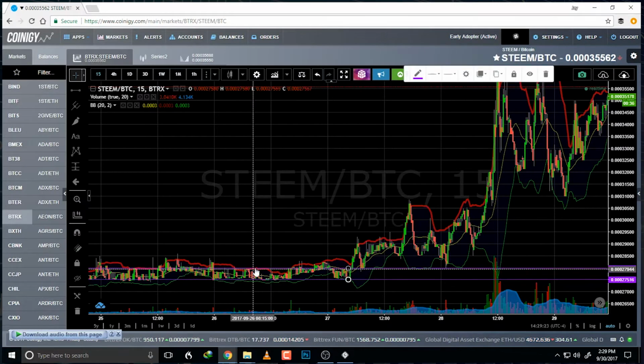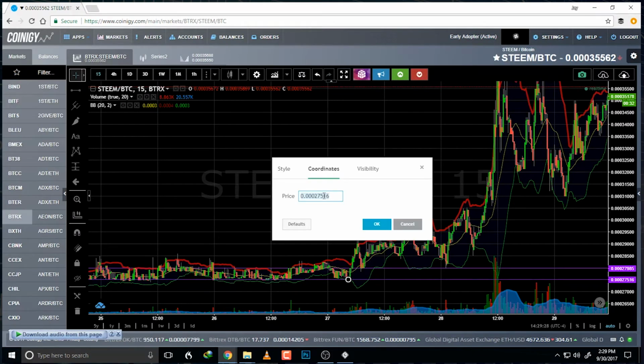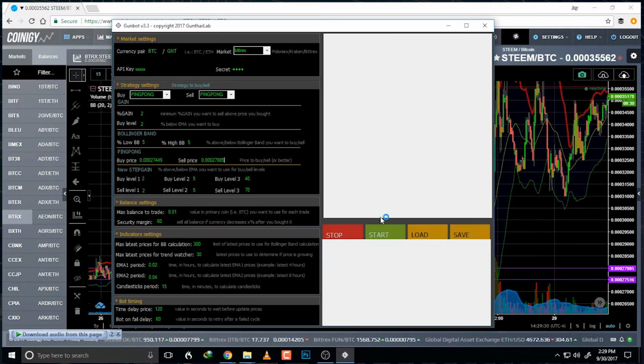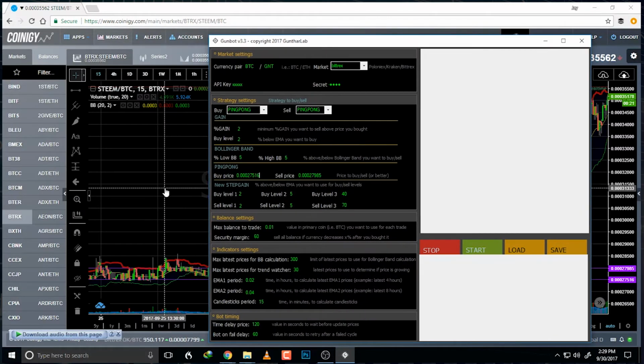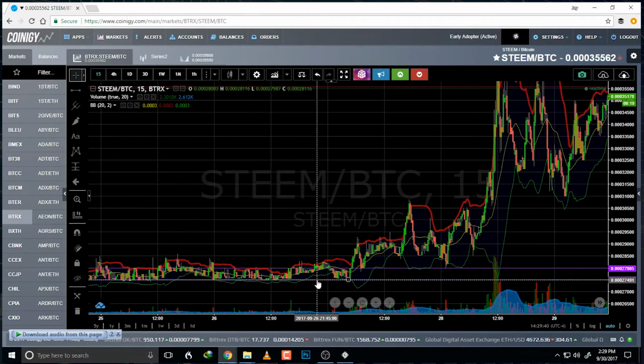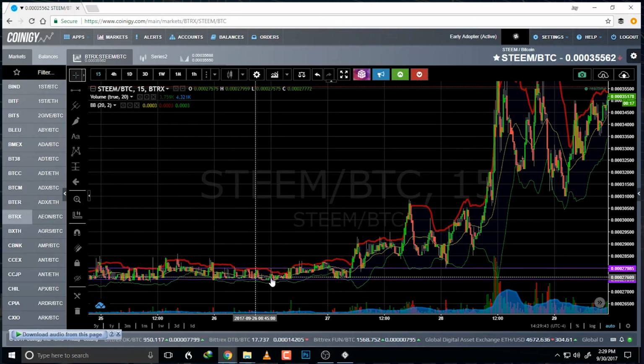So I'll double click that and grab the code, the price on that, and I would actually change this to this now. So there's your ping pong. So on tickers like Steem, or if you see a long, look how long this pattern ran for.